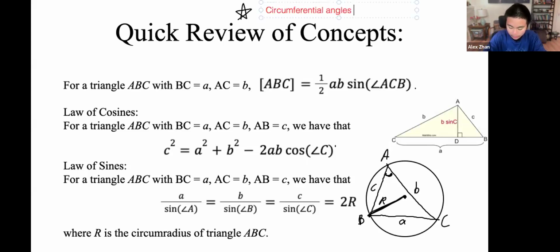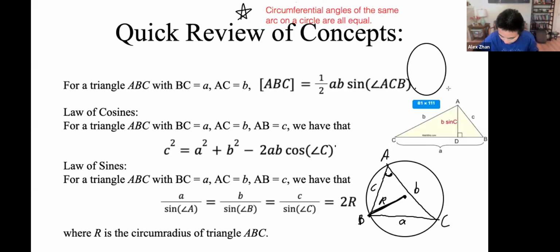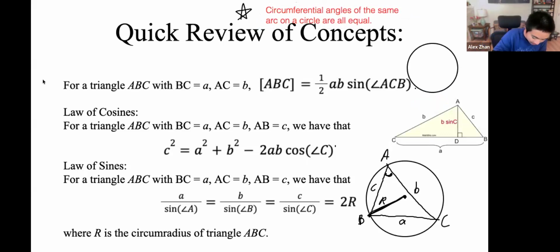Circumferential angles of the same arc on a circle are all equal. I will quickly draw out an example for this. For instance, imagine you have a circle like this. When I say circumferential angles of the same arc, let's say this is the arc I'm talking about. Then any angle that's circumferential to it, like this angle, all of these are all equal.